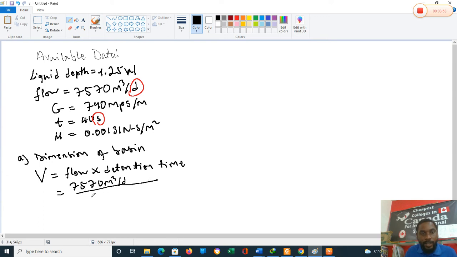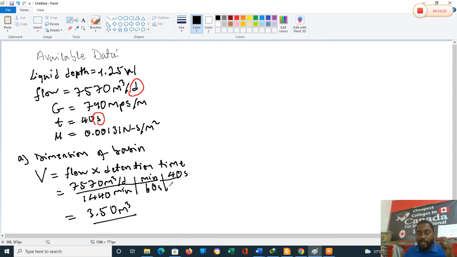How many minutes do we have in 1 day? 1,440 minutes, and we have 60 seconds in 1 minute. All of this multiplied by 40 seconds. So we have done the conversion. We'll get that as 3.50 meters cubed. So this is the volume of the basin.